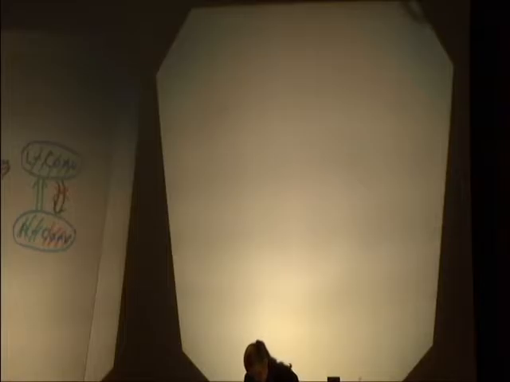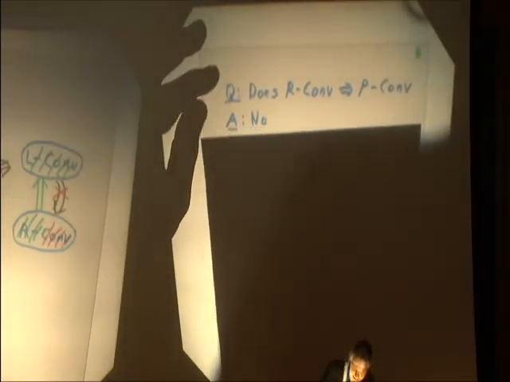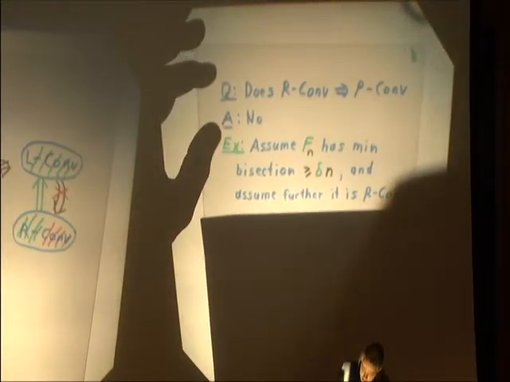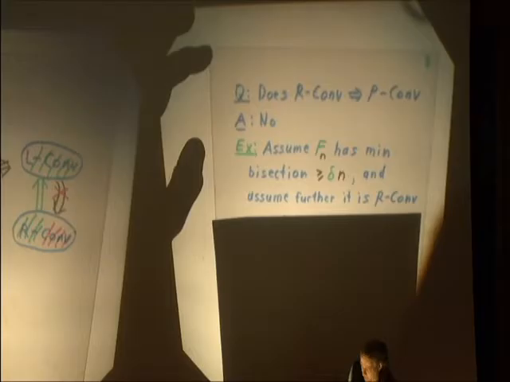So what about maybe the other way around? So maybe this one seems to contain a lot of information. Maybe we can hope that it goes in this direction. Okay, so does right convergence imply partition convergence? Well, the answer is again no. Okay? So how do we now make our counterexample?